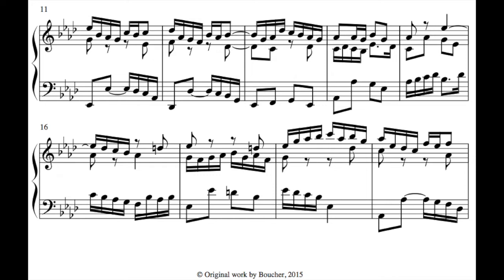And then instead of E, would that be E natural flat? E flat natural? E flat normal? It's just E flat 7 now in bar 17, 18.